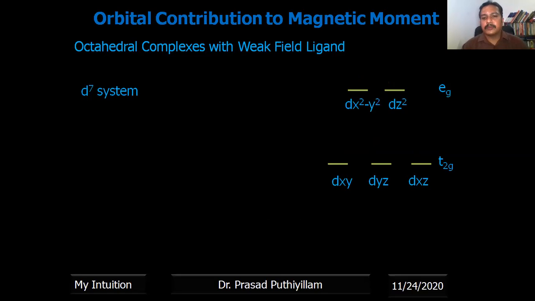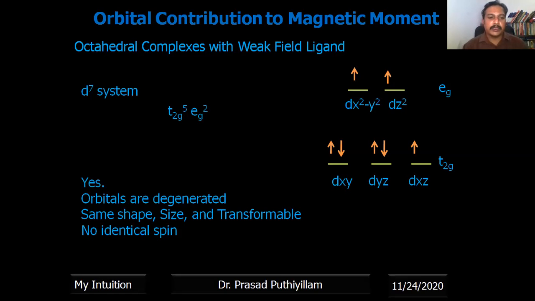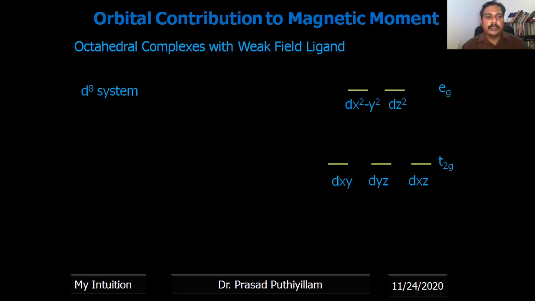D7 system, 1, 2, 3, 4, 5, 6, 7 electrons are arranged. The d7 system is also contributing: t2g5 eg2, that is the case of the d7 system with the weak field ligand. Yes, it is contributing towards the magnetic moment. D8 system, 1, 2, 3, 4, 5, 6, 7, 8.